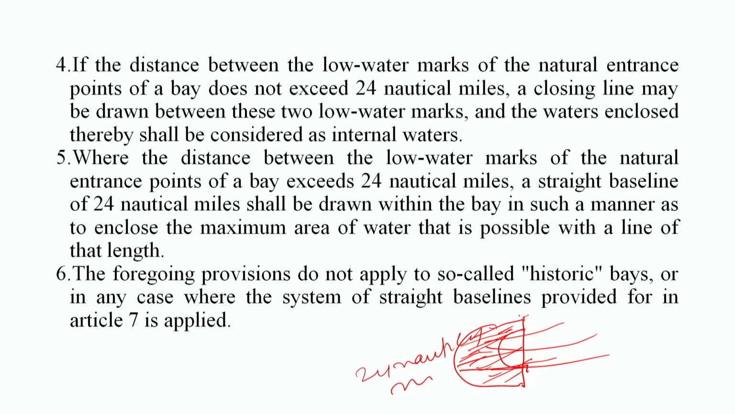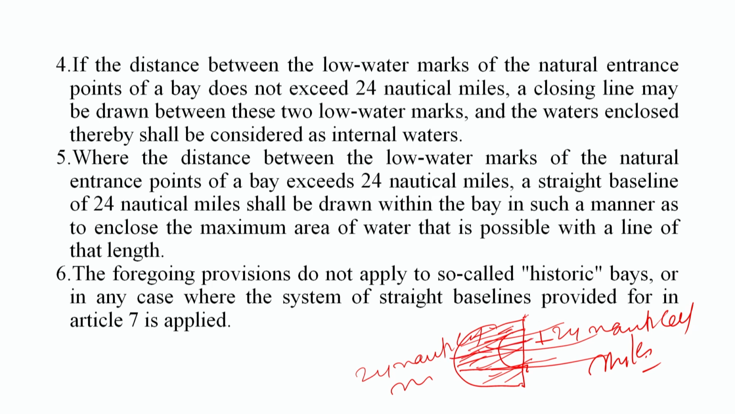In the second case, that is the fifth point, the distance between low water marks of the natural entrance points of the bay exceeds 24 nautical miles. Now, let's say this is more than 24 nautical miles, I put it as plus 24 nautical miles. What will be the situation in this case? A straight baseline of 24 nautical miles shall be drawn within the bay in such a manner as to enclose the maximum area of water that is possible with a line of that length. Now, let's say if we draw the line from here, this is the end point of the base, and this exceeds 24 nautical miles. That means this distance is plus 24 nautical miles.